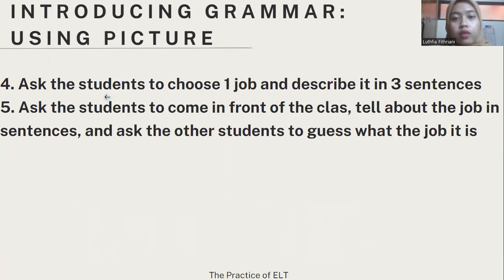After the students have finished and described the job in 3 sentences, the teacher can ask the student to come in front of the class, tell about the job in sentences, and ask the other students to guess what the job is. For example, the student will say, she goes to school every day. She teaches the students and so on. So the other students should guess what the job is. That's how we use pictures in introducing grammar to the students.